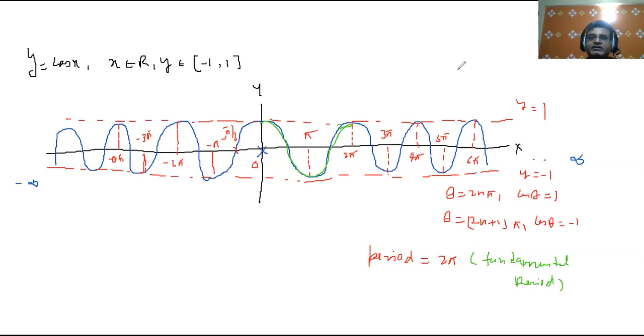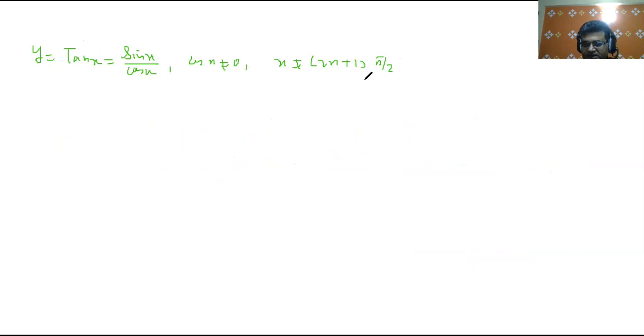Now we are moving to the next, say for y equals tan x. Here you know tan x can be written as sin x upon cos x. So cos x should not be equal to 0. It means x should not be equal to an odd multiple of pi by 2. It means whenever x takes an odd multiple of pi by 2, the graph will become discontinuous. So now the graph of this function is going to be, I'm just plotting, watch.